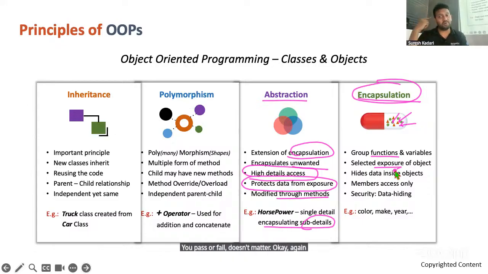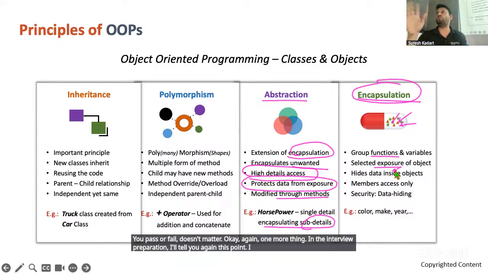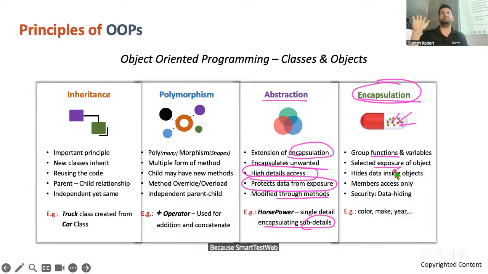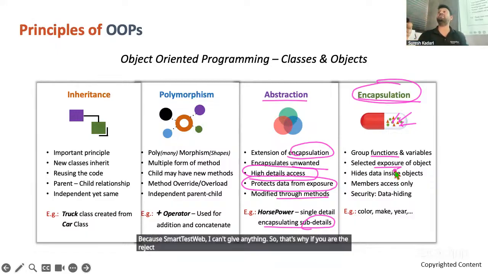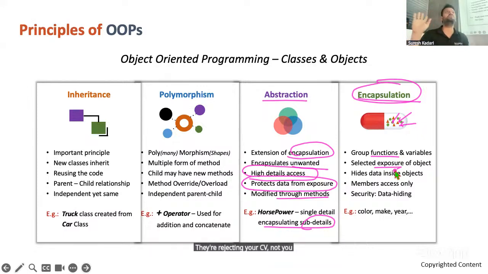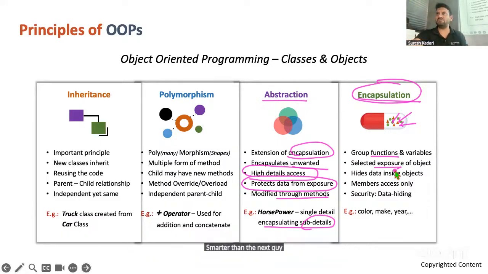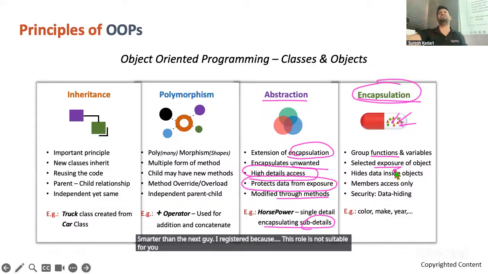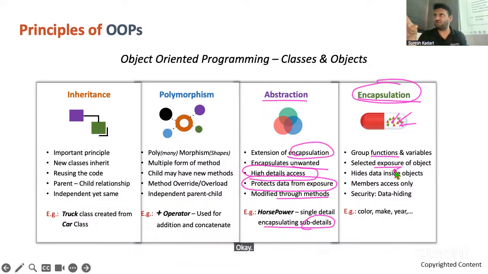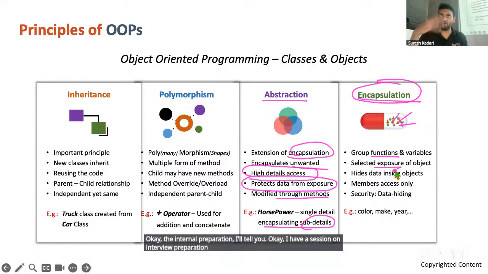One more thing, in interview preparation, I'll tell you this point again. I don't want to hire the smartest whiz on the earth, because with the smartest whiz, I can't give anything. So if they reject you, they're rejecting your CV, not you. Don't take it personally. Got it? I'm rejecting your candidature, not you as an individual. Sometimes I rejected people who are very smart, smarter than the next guy, because this role is not suitable for you. You won't stick in this role. I have a session on interview preparation, why you should do it and how, all those things.